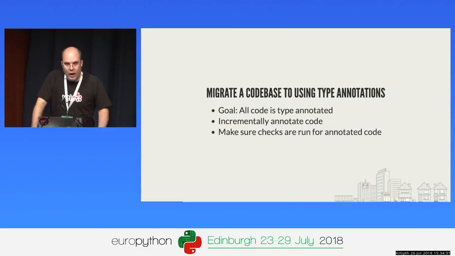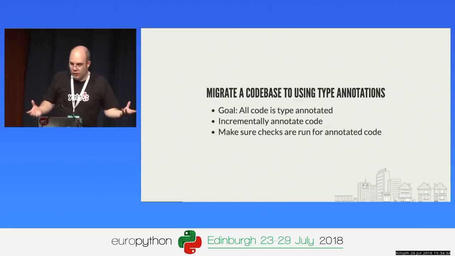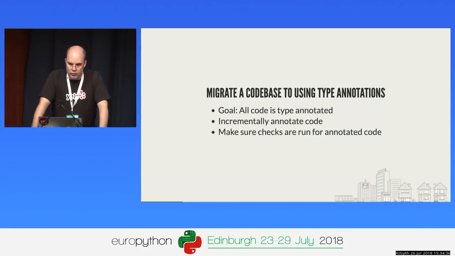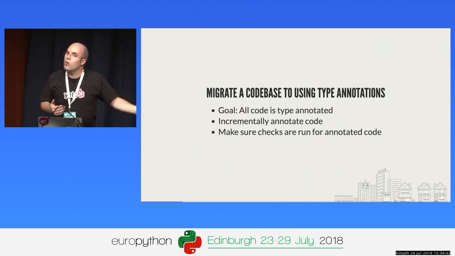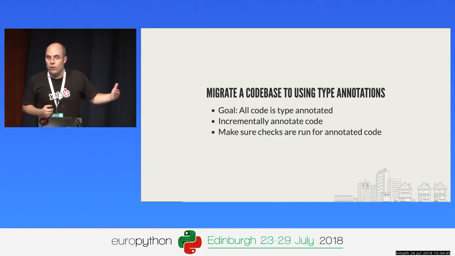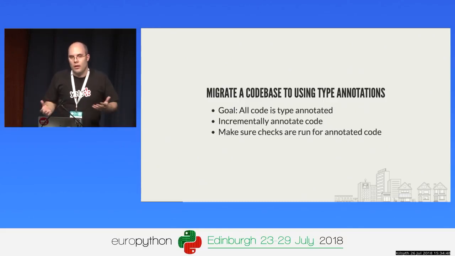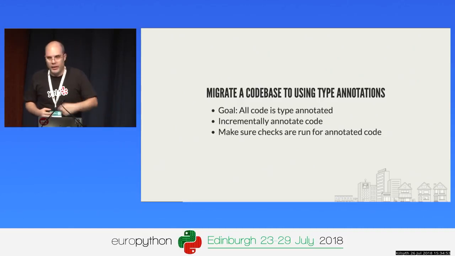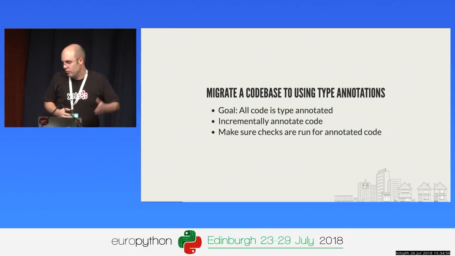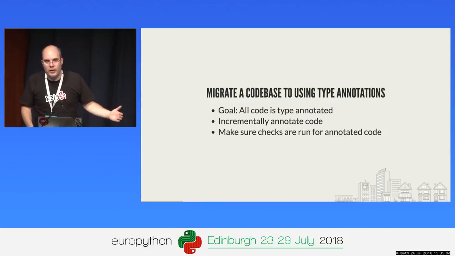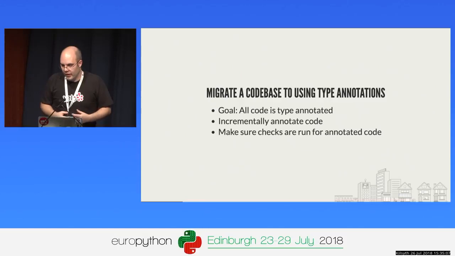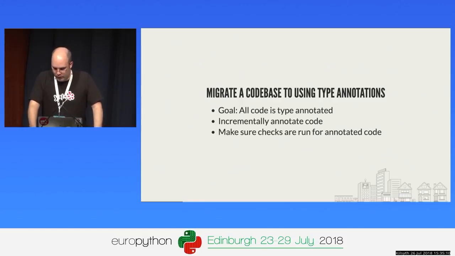So let's talk about how you might migrate an existing, large code base to type annotations. The goal here is that we want to end up with all code type annotated. We want to do this incrementally, so this is not going to be a code base where just one person can sit down and spend a day or two or three and burn through it until everything is annotated. And we want to make sure that for the code we have already annotated, we do run checks on it and gain value out of those annotations.